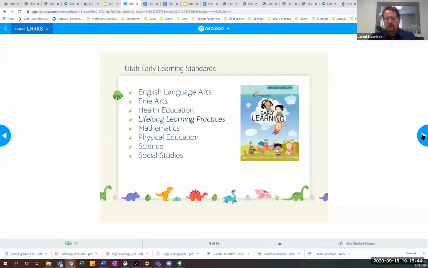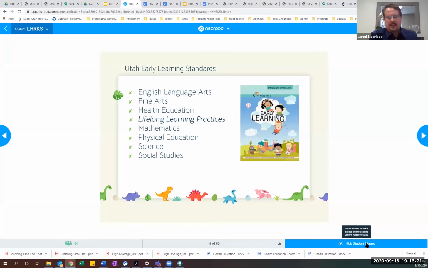So with all that covered, hopefully you had a good introduction to the new document this morning with Heather. She went over how the document was organized. There's the information about the age, what the standard is, what information is there. This is a list of all of the sections in the new Utah Early Learning Standards. All of them except one, the one we're going to be talking about this afternoon, the lifelong learning practices, are actually aligned with the K through 12 standards.